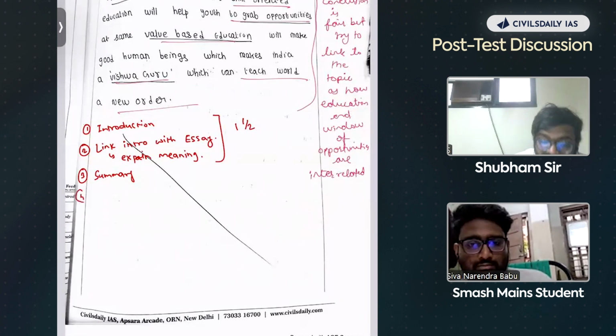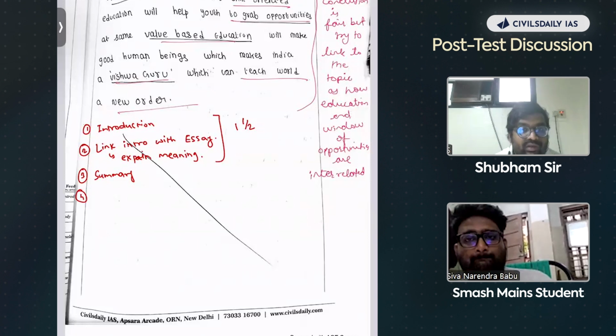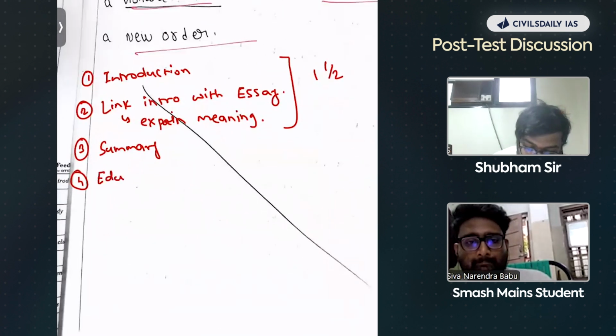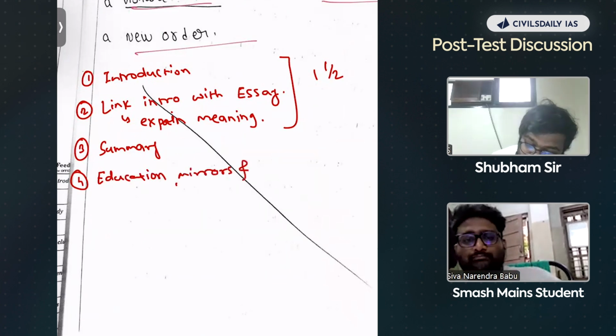When you come to the main body, if possible, to maintain a better flow, try to start with defining the key terms. Here, education, mirrors, and windows.